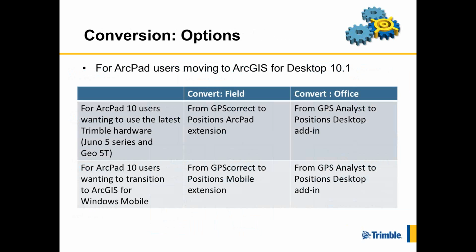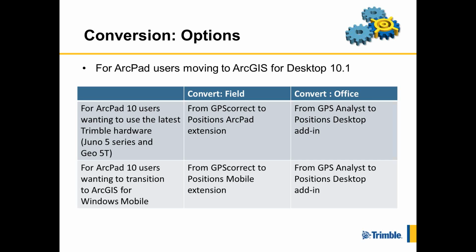And you can stay with ArcGIS 10. Okay, so the conversion, by the way, I should mention this, the conversion is free. So if you have GPS Analyst currently and your software maintenance is current, you can get the Trimble Positions Desktop add-in, which includes that and the Positions Mobile Project Center, free of charge. If you have mobile devices that have GPS Correct installed, and if your GPS Correct license or your software maintenance is current, you also get the Trimble Positions extension for ArcPad, free of charge. So there is no cost to move to these new systems as long as you've kept your software maintenance current. Now, if it isn't current, nothing to worry about.